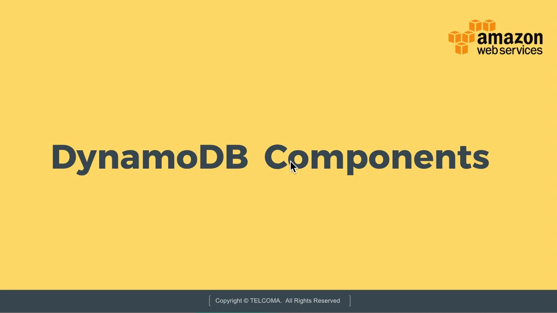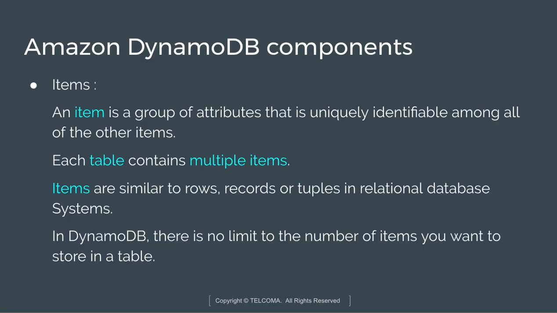So we have discussed tables in our last class. Today we are continuing with the next component, which is items. An item is a group of attributes that uniquely identifies it among all other items, like a table contains multiple items.